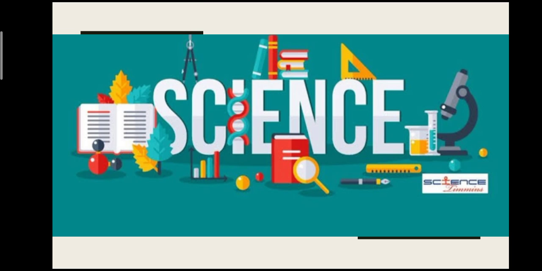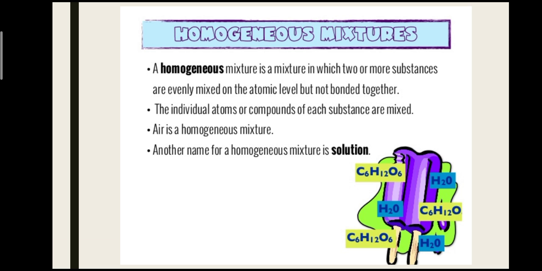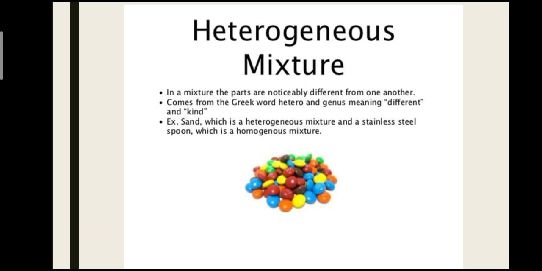Today we are going to learn about solution and its types. Before we step into this, let's recollect what is homogeneous and heterogeneous mixture. First we see homogeneous mixture. A mixture in which the components cannot be seen separately is called a homogeneous mixture. Next, a mixture in which the components can be seen separately is called a heterogeneous mixture.